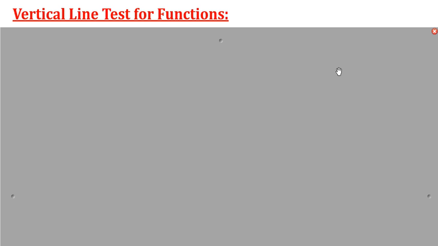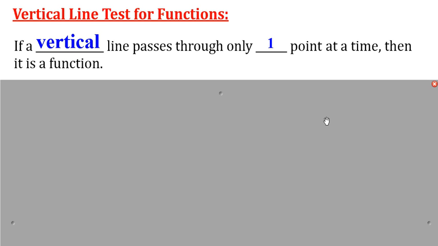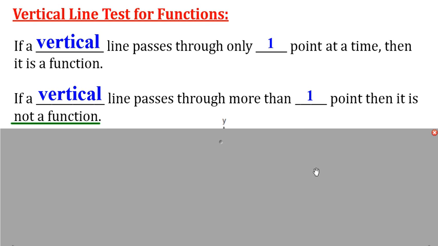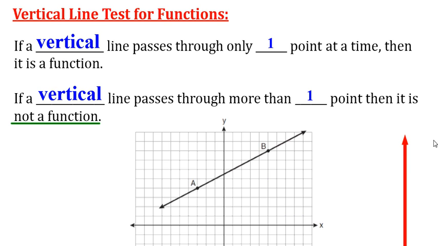So sometimes we call this our vertical line test graphically. If a vertical line passes through only one point at a time, it is a function. If a vertical line passes through more than one point, then it would not be a function. Okay, so again, the vertical line just says, for this input, is it matching one output for the function? If that's not happening, then it can't be considered a function. So let's look at a couple of other scenarios.